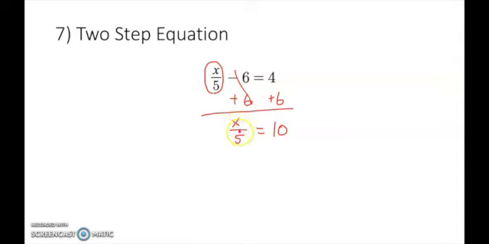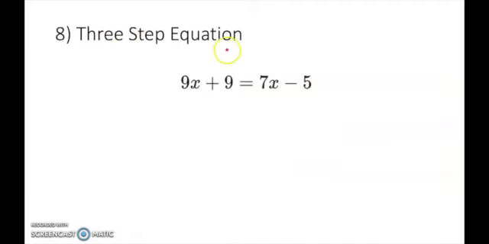Now we have x over 5, which means x divided by 5. The opposite of division is multiplication. So let's multiply both sides by 5. And we have 5 and 5 cancel, leaving us with x is equal to 50.